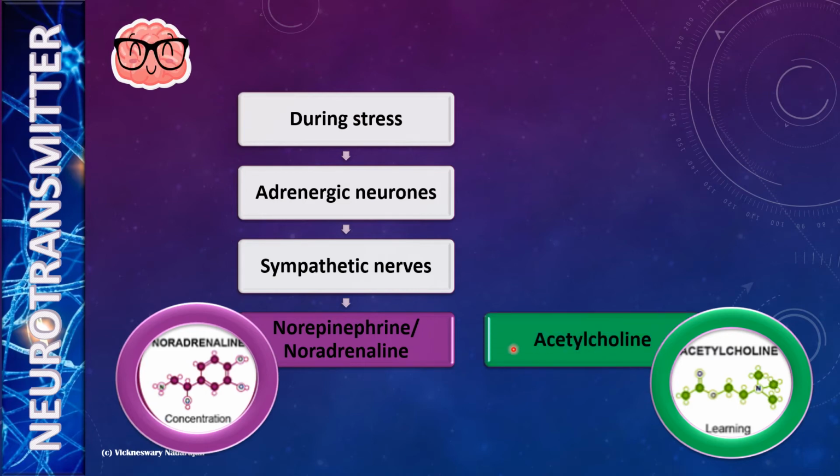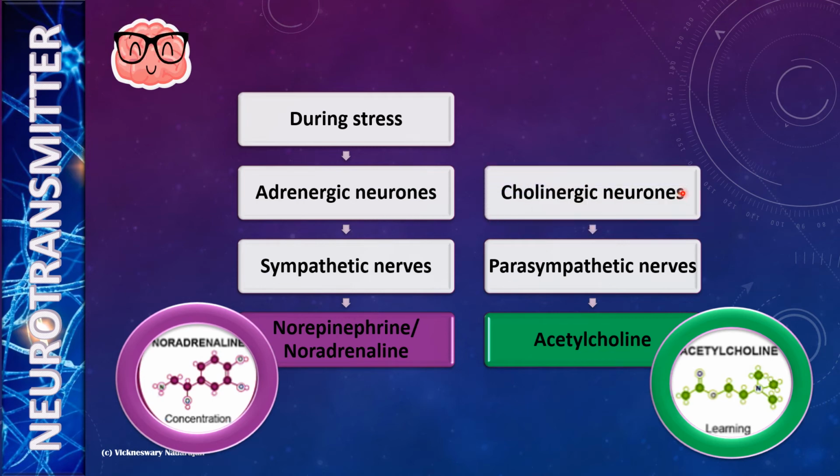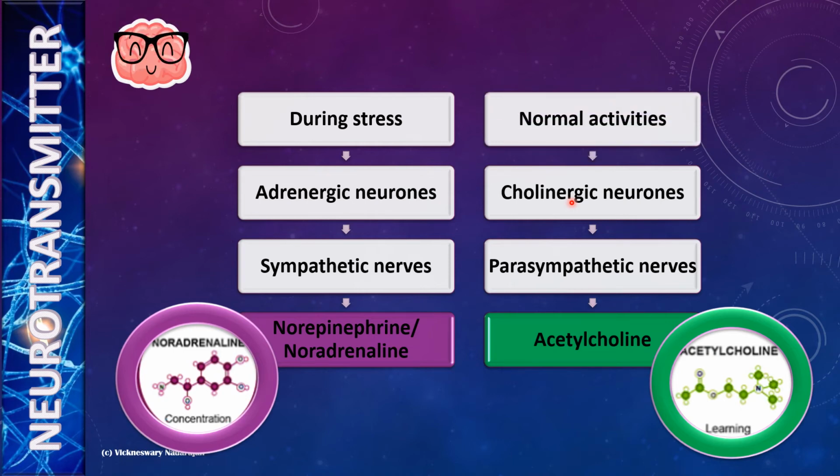Acetylcholine doesn't have a second name. And you find that the nerve that will have this neurotransmitter is the parasympathetic nerves. Another name for these nerves is cholinergic neurons, the word choline coming from the word acetylcholine. And when do these nervous systems function? We see during your normal day-to-day activities.